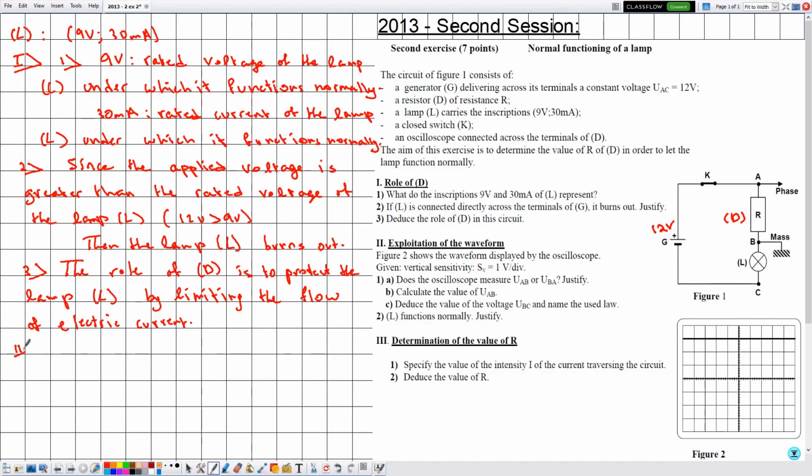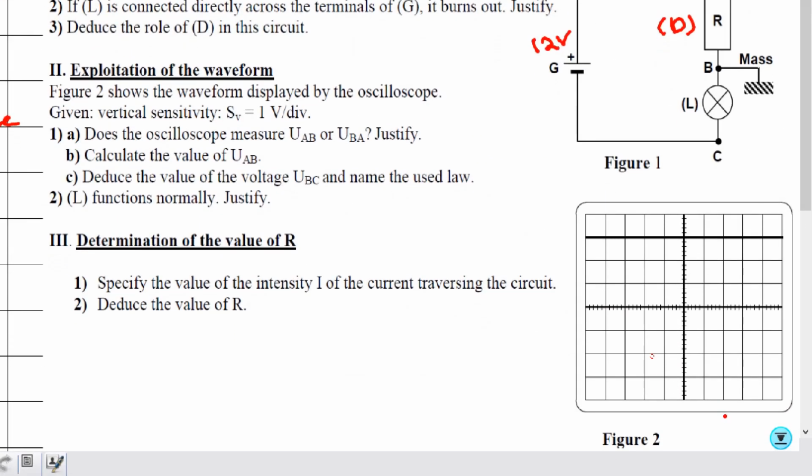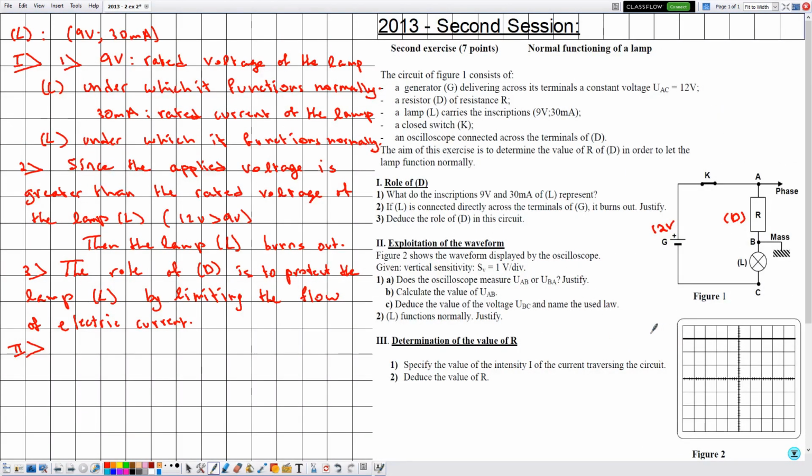Now in part 2, they are telling me exploitation of the waveform. Figure 2, they mentioned figure 2, then now we can use it. It shows the waveform displayed by the oscilloscope given that the vertical sensitivity SV is equal to 1 volt per division. Also another trick is to write the vertical sensitivity on the screen of the oscilloscope. So here let's write that SV is equal to 1 volt per division.